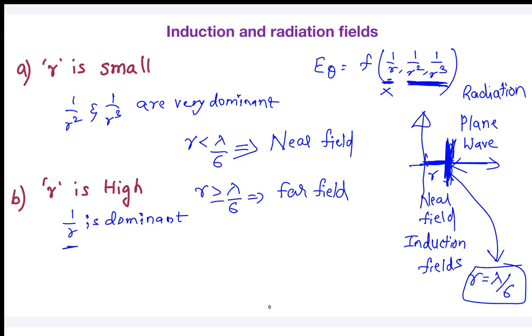Especially in the near field, 1/R² and 1/R³ are dominant, and in the far field, 1/R is going to be dominant. So that is the meaning of the induction and radiation fields. Induction means when you are near to the source, and radiation means you are very, very far away from the source. Memorizing these equations is not important. Again, I was repeating that point.